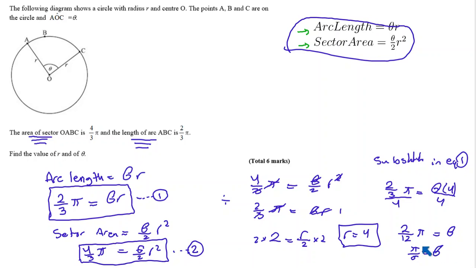So by doing this, I have now found both values for r and theta. Showing the steps will give you some points. However, if you show that you have divided here, you will gain extra points.